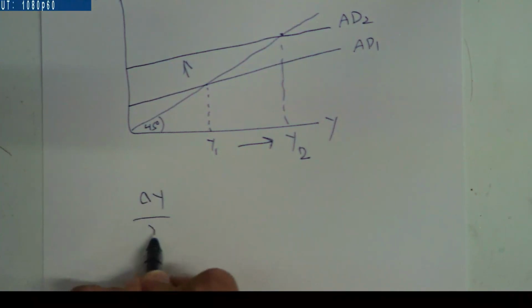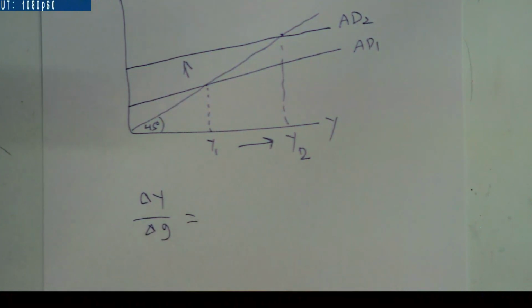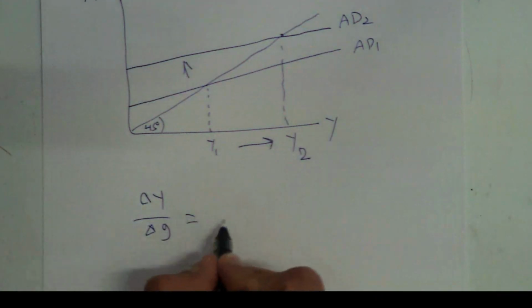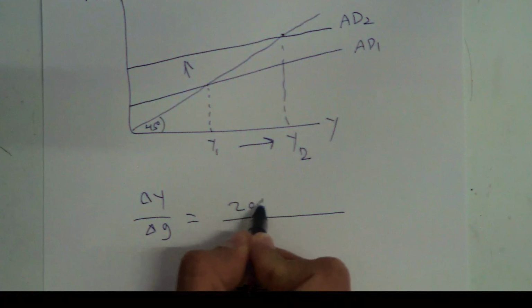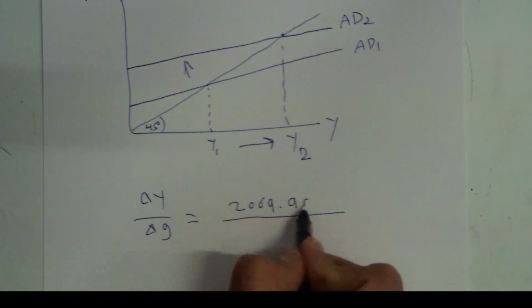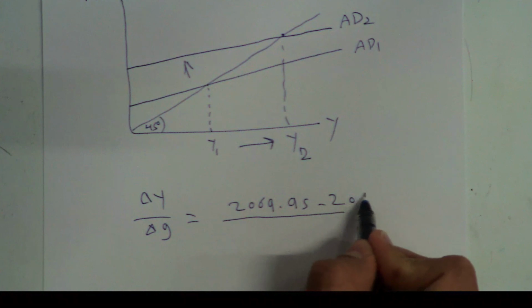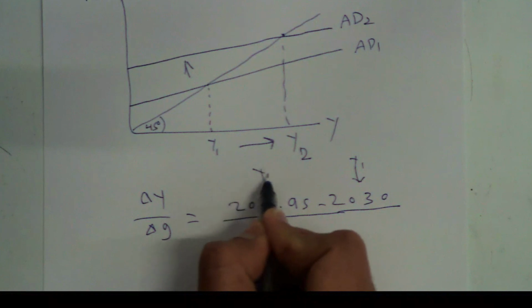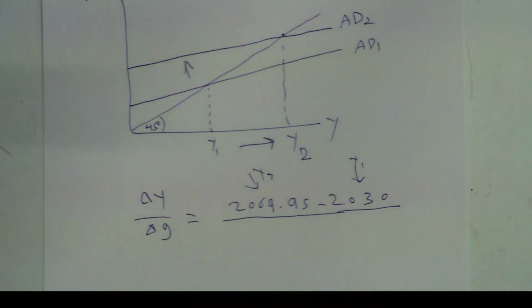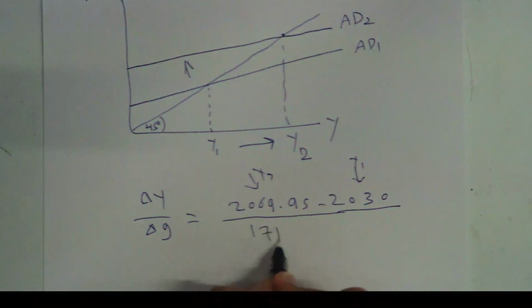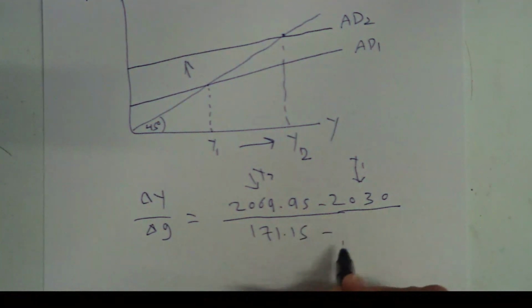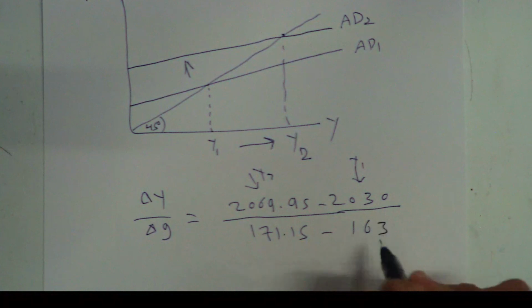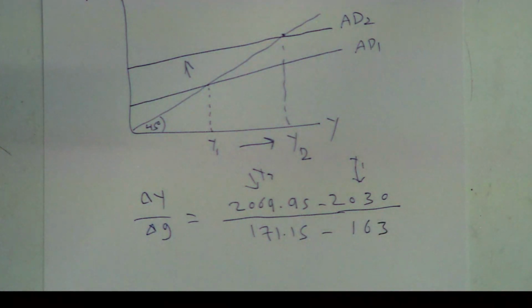Delta Y over delta G. Delta Y has changed to 2069.95 minus 2030. So that was the first one, Y1, and that was Y2. And G changed to 171.15 minus 163. So this is the old one, this is the new one. The same thing applies for G.